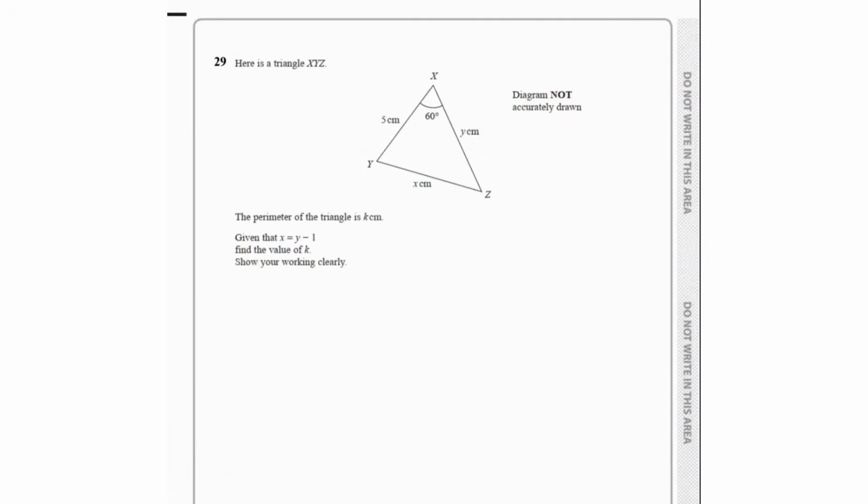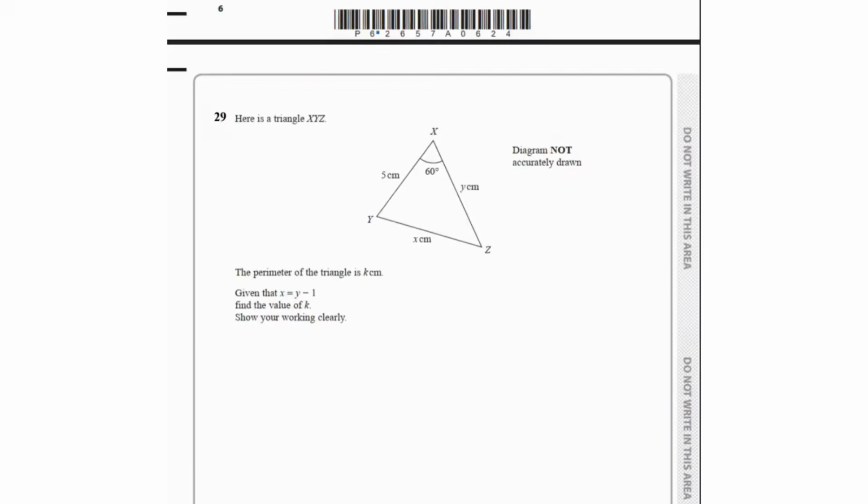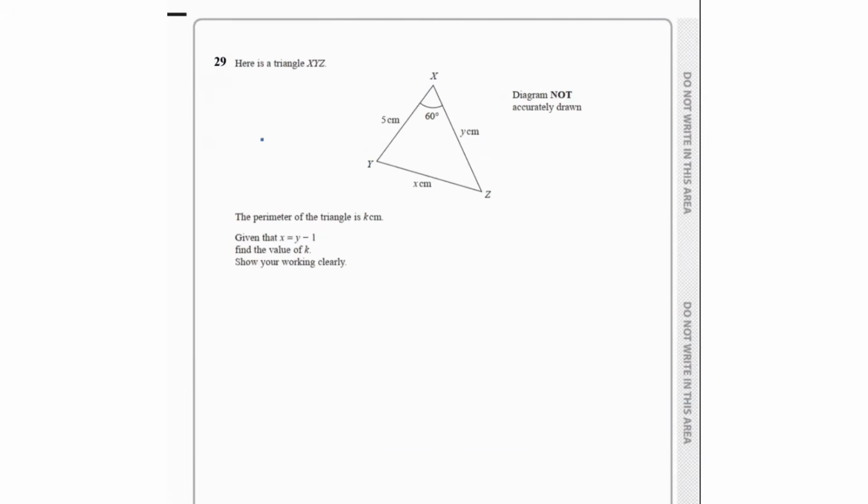Then vectors. Here's a triangle XYZ, the perimeter of the triangle. The next is your sine and cosine rule. So we have a triangle XYZ. The perimeter of the triangle is k centimeters. Given that x equals y minus 1. Find the value of k and show your working.